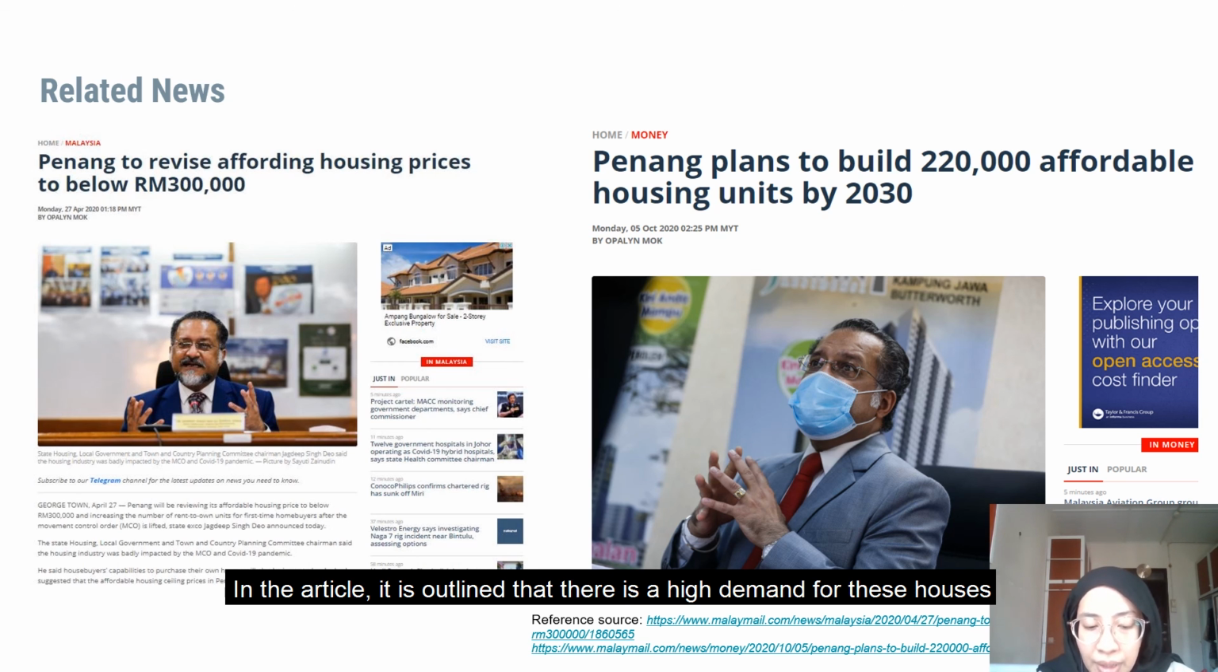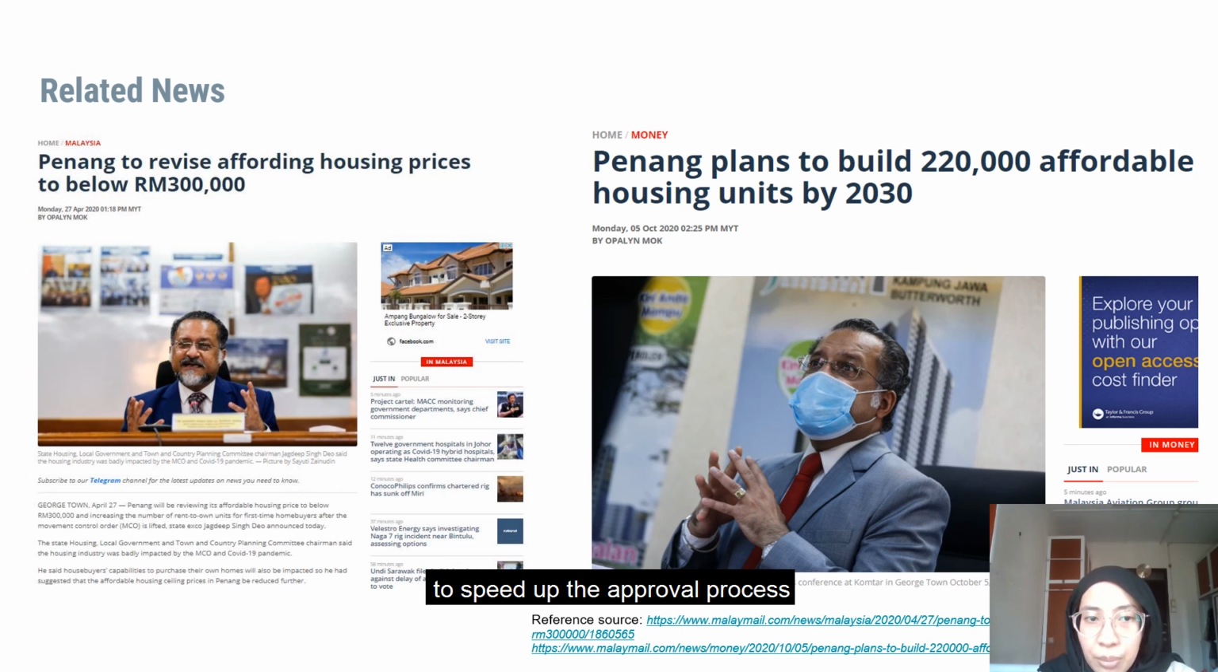Penang. In the article, it is outlined that there is a high demand for these houses. In fact, there are applicants who have been on the waiting list to apply for these affordable houses since 1973. In 2013, the Selection Process Enhancement Committee, or SPEC, was formed to speed up the approval process.